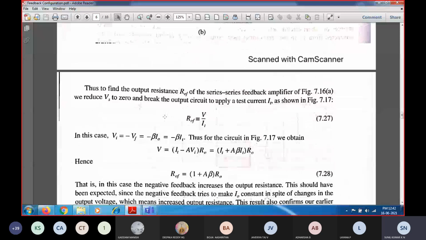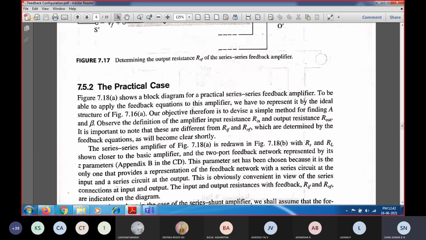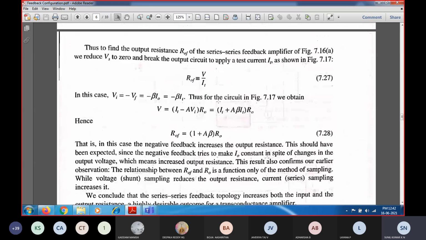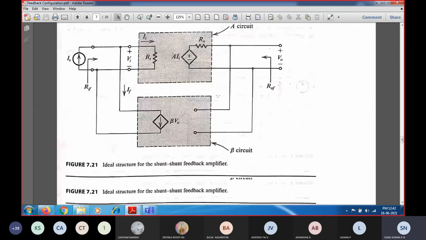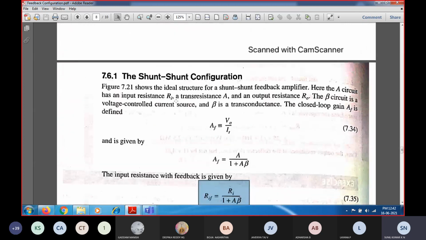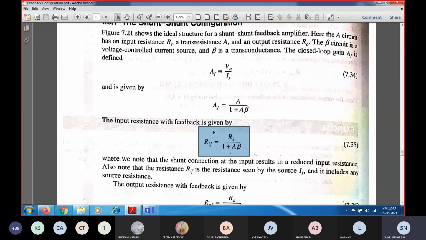If you understand these first two configurations, the shunt as well as the series shunt configuration. In this series configuration, shunt at the input side, so voltage amplifier, we have seen the voltage at the input side will be having this configuration. So in this we are going to have shunt configuration. Shunt means it is connected in parallel.